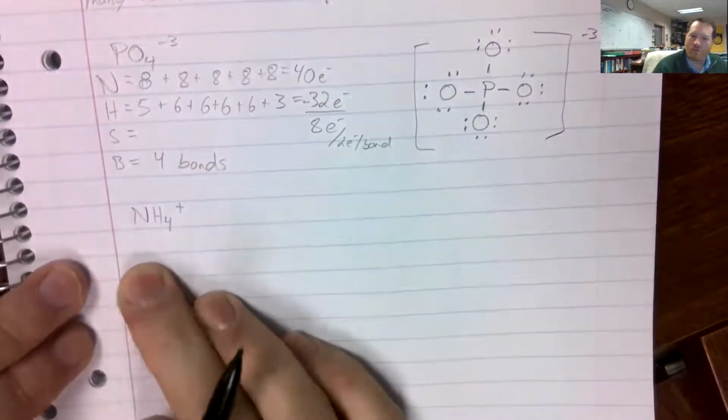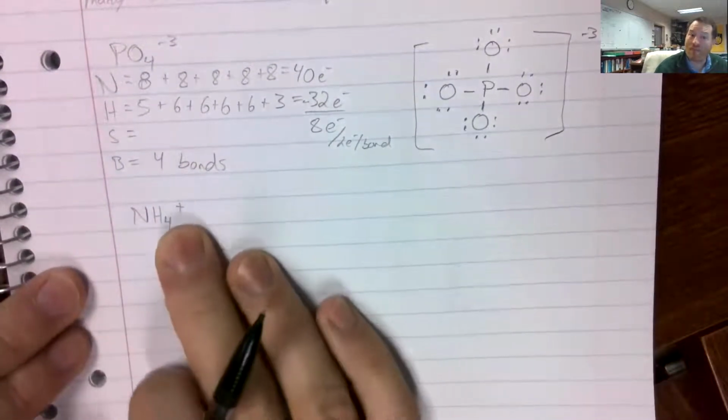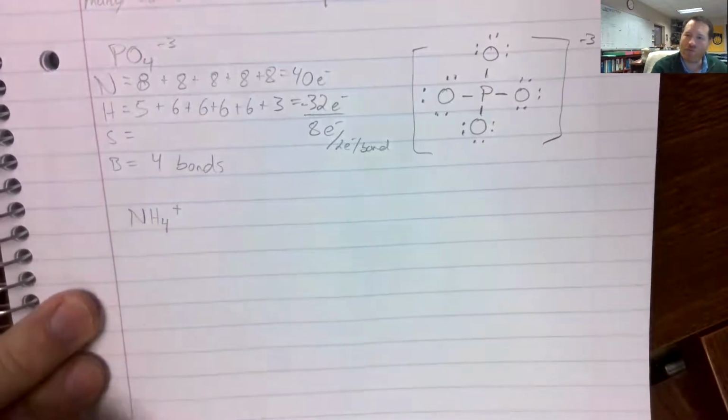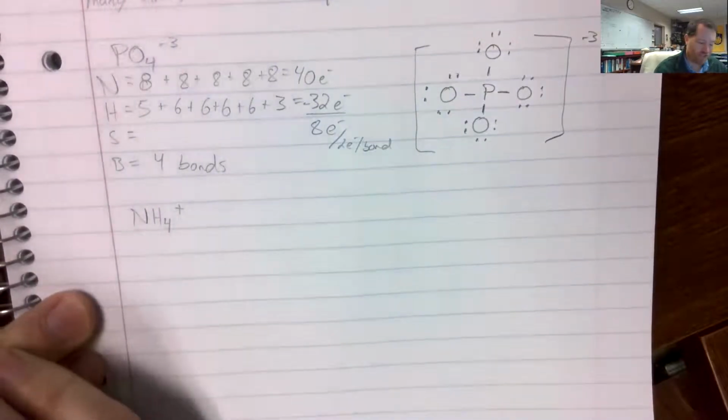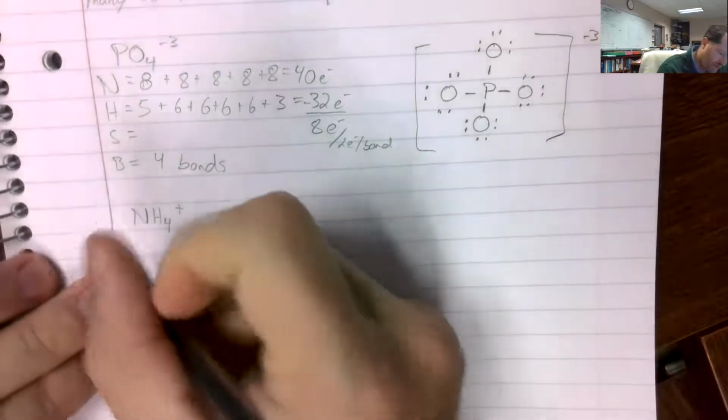All right, so another example of a polyatomic ion. I like to do this one because it's got a positive charge. You won't see very many positively charged polyatomic ions, but here's one of them. And so when you do see them, they do something just a little bit different.